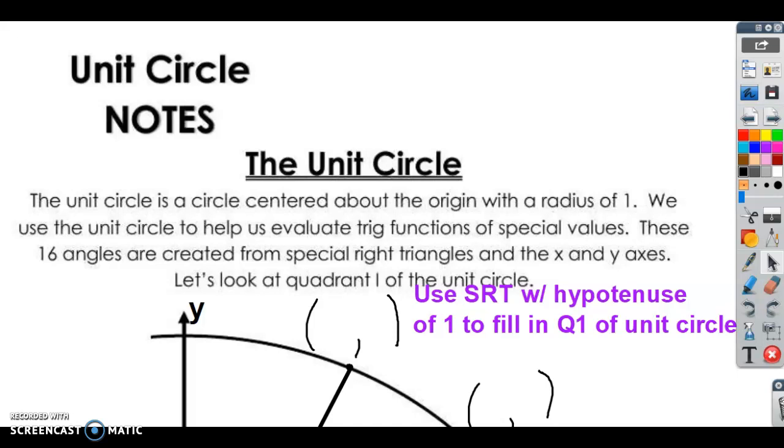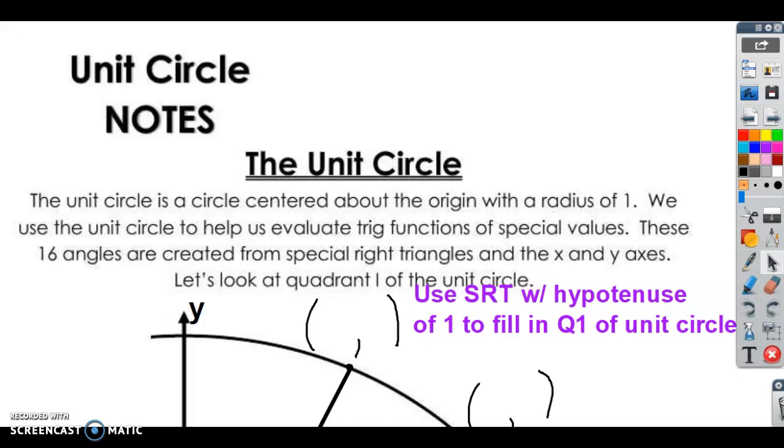We are still in Unit 2. We're the second day of Unit 2, and we reviewed, hopefully you watched the review of special right triangles before you started this video. So if you haven't, please stop, go back and watch the quick review of special right triangles, and then you can start this, okay? Because we are going to start the unit circle.